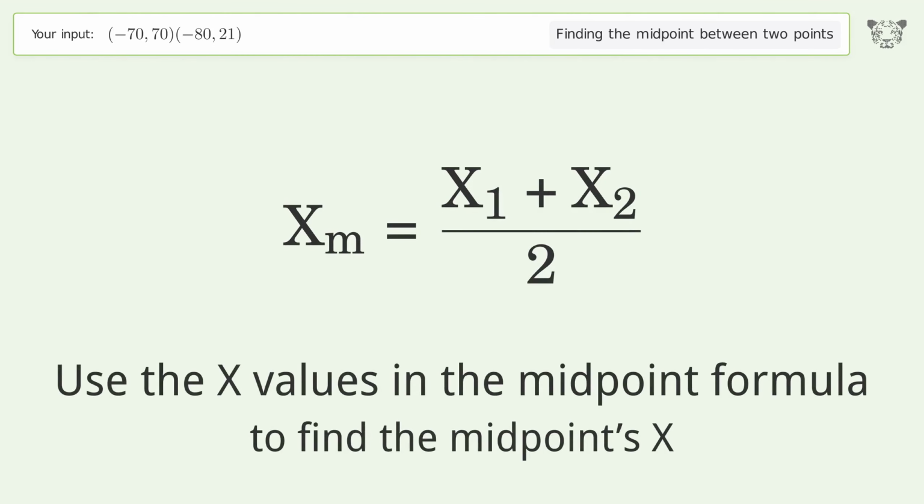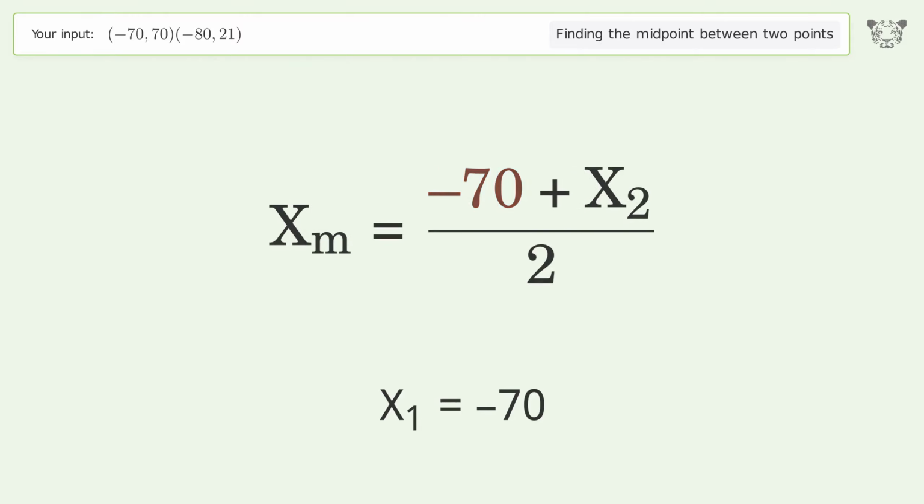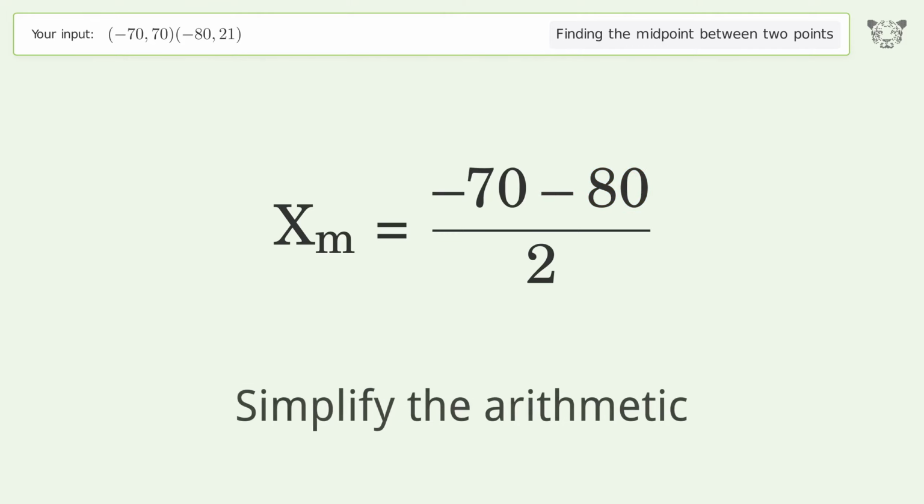Use the x values in the midpoint formula to find the midpoint's x. x1 equals -70. x2 equals -80. Simplify the arithmetic.